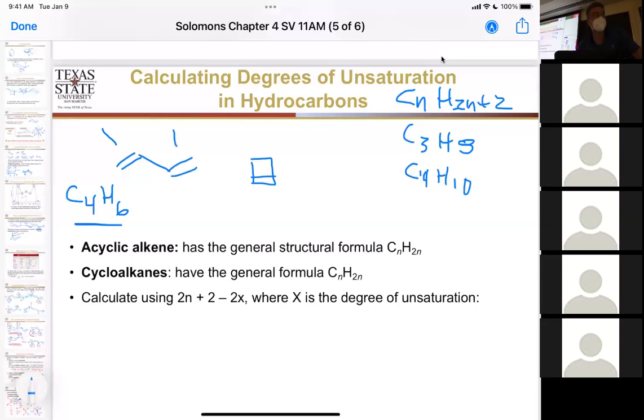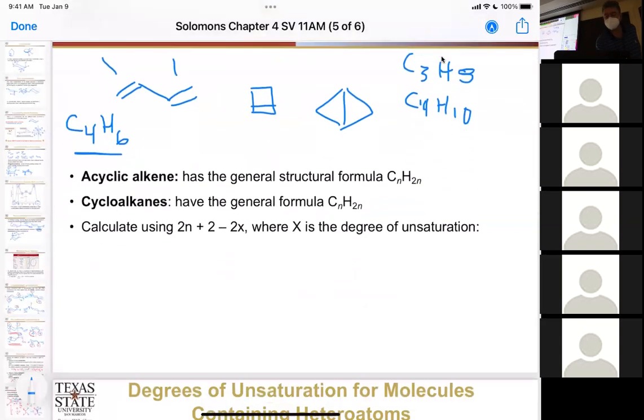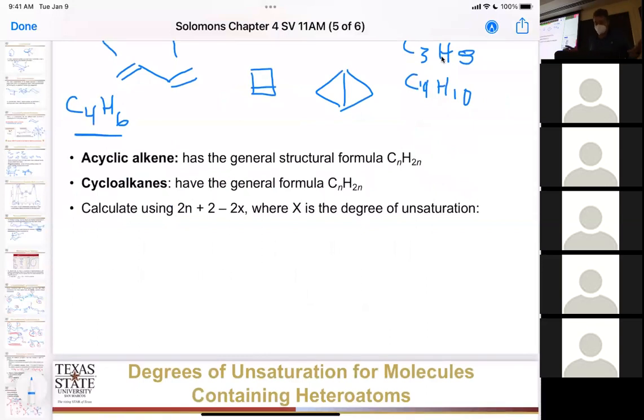And we could also do it like that. 2 rings would take up 4 hydrogens. It can be any of these structures, but we know that there are double bonds or rings in the structure because of the calculation. So let's do the calculation. The calculation is 2N plus 2 minus 2X, with N being the number of carbons, where X is the degree of unsaturation. So we're solving for X.